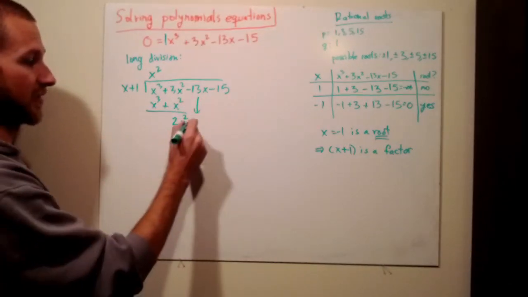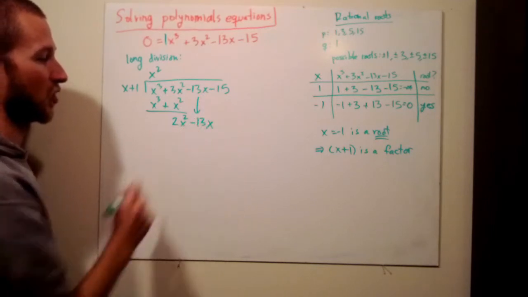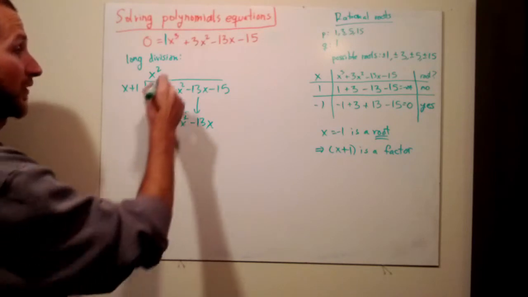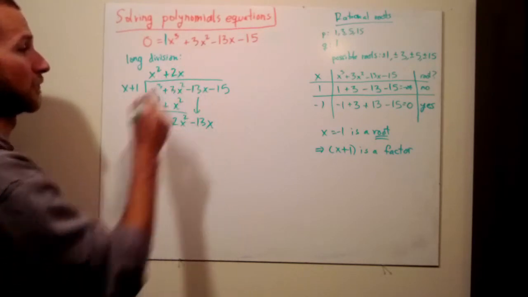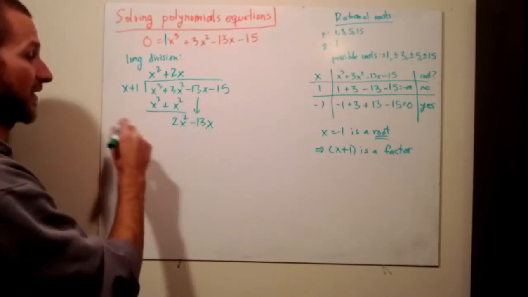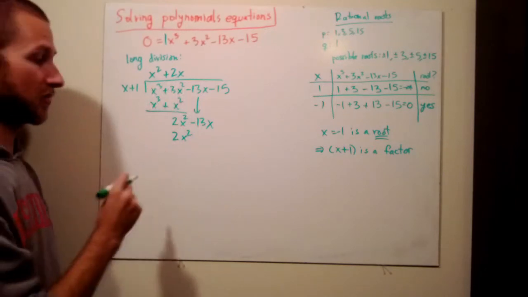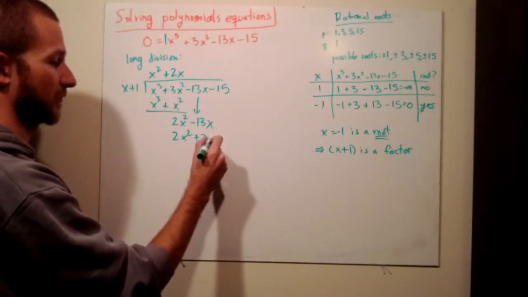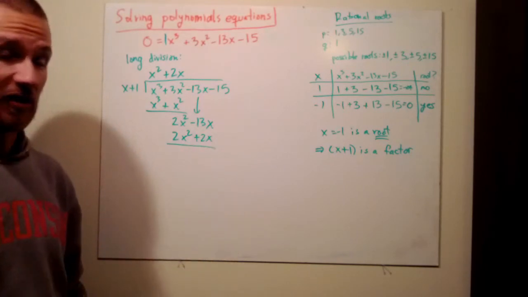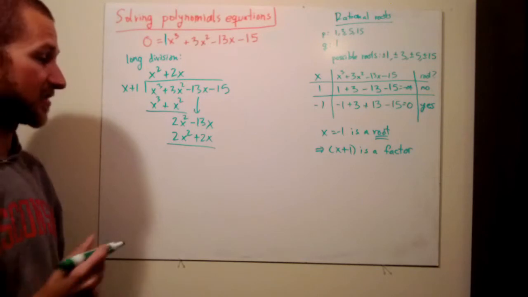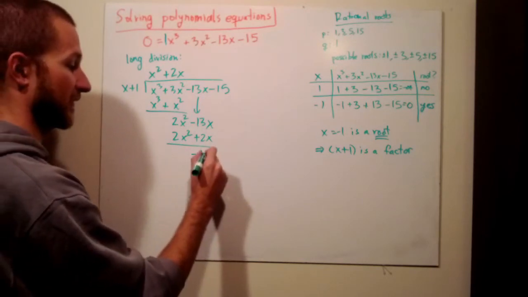Drop down minus 13x. Compare x and 2x squared, and what I need is a 2x. 2x times x gives me 2x squared. 2x times 1 gives me a plus 2x. Subtract. Those will cancel.